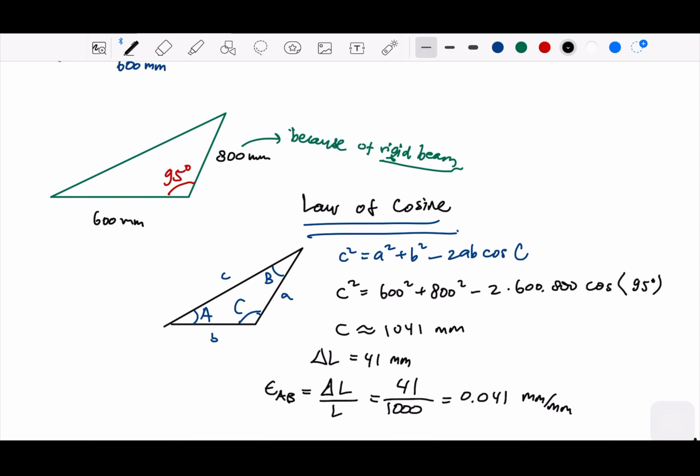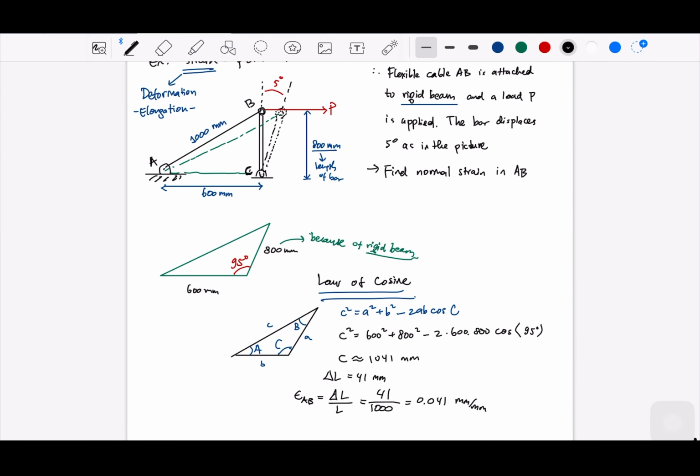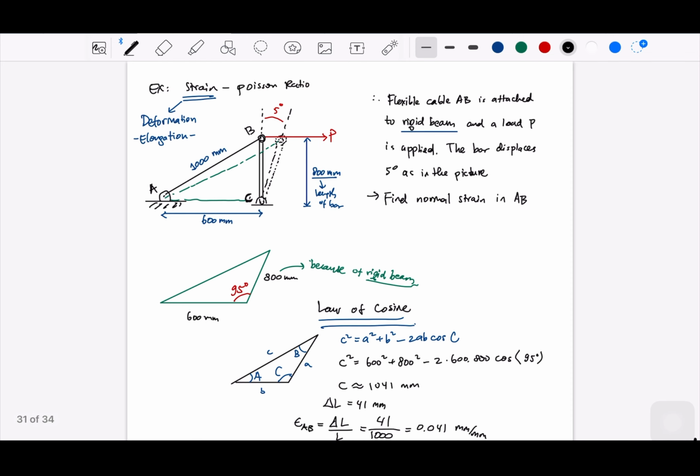For the Poisson ratio, I will keep that for next week, if we have time. Okay, any questions first? So this is not yet Poisson's ratio.